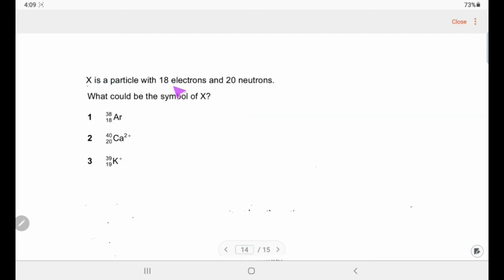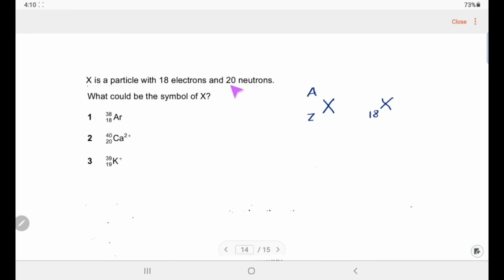X is a particle with 18 electrons and 20 neutrons. What could be the symbol of X? So we are given three symbols. This X symbol is a superscript. We will write over here its atomic mass number, and in the subscript we will write its atomic number. Now it has 18 electrons and it has no charge, meaning X has its atomic number of 18. So we will write it over here.